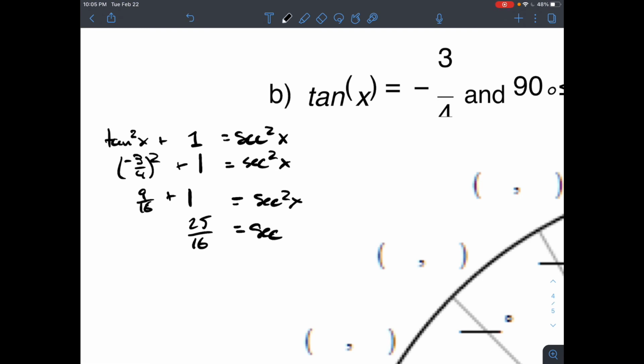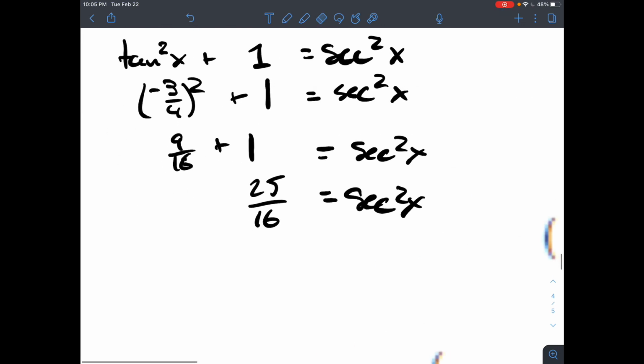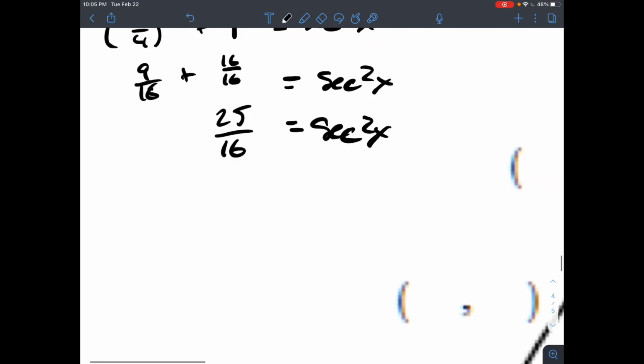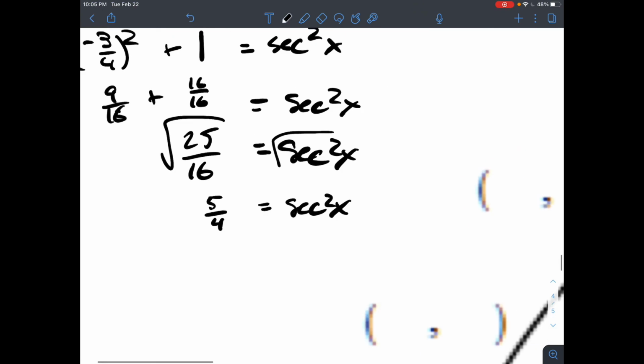Secant squared of x. Remember, there's no calculators on this. To do this, you just basically make this 1 into 16 over 16. They're all going to be numbers that you could do easily. I promise you should be able to do this. And if you don't know how to do this, I suggest you get a little refresher. Take the square root of everything. We get 5 over 4 is our secant of x.